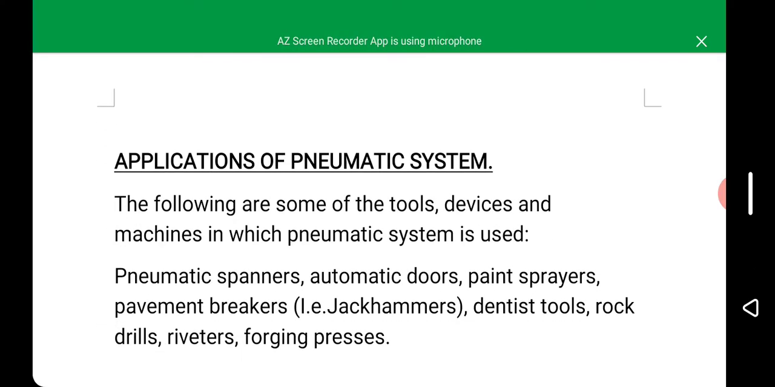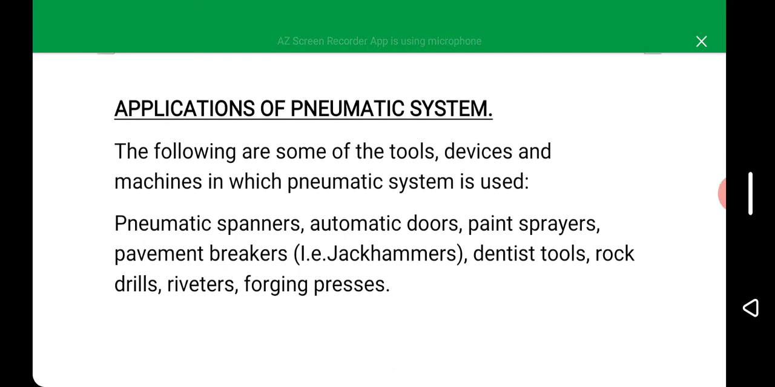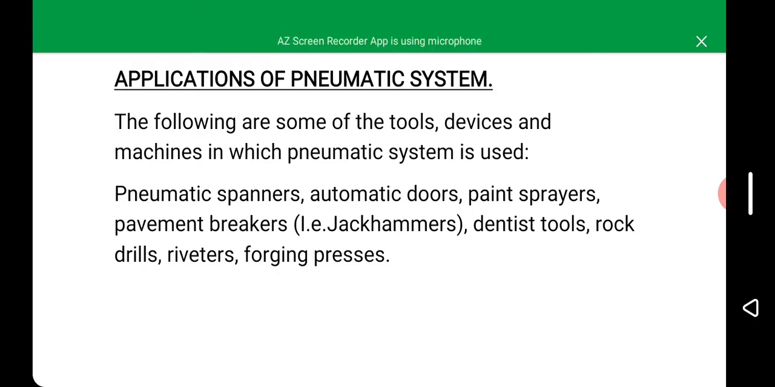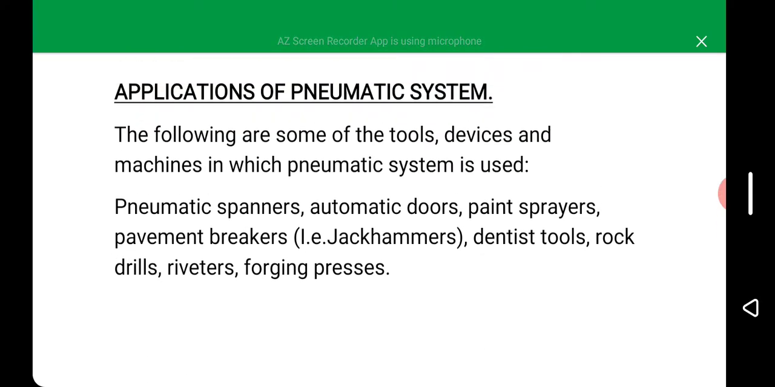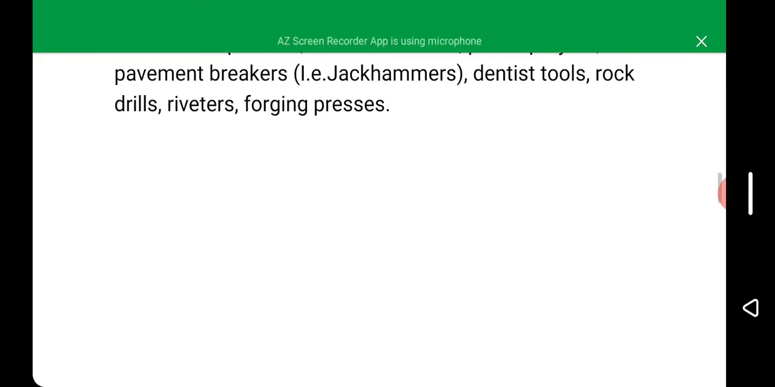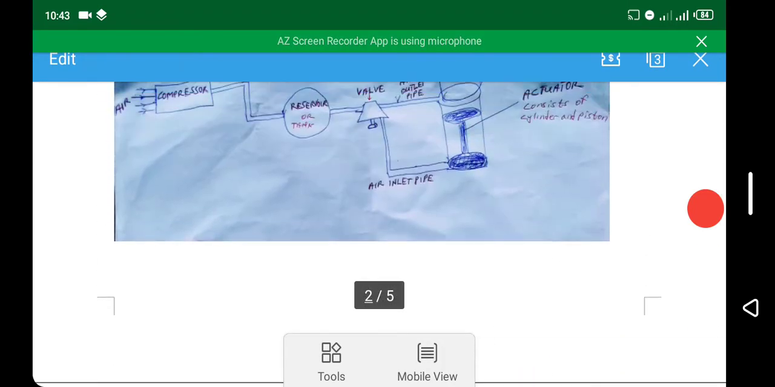Now we look at the application of the pneumatic system. The following are some of the tools, devices and machines in which the pneumatic system is used: pneumatic spanner, automatic doors, paint sprayer, pavement breakers, or what we call jackhammers, dentist tools, rock drills, riveters, and forging presses. These are the devices, machines or tools that use the pneumatic system. So this is where we are going to stop for lesson one.